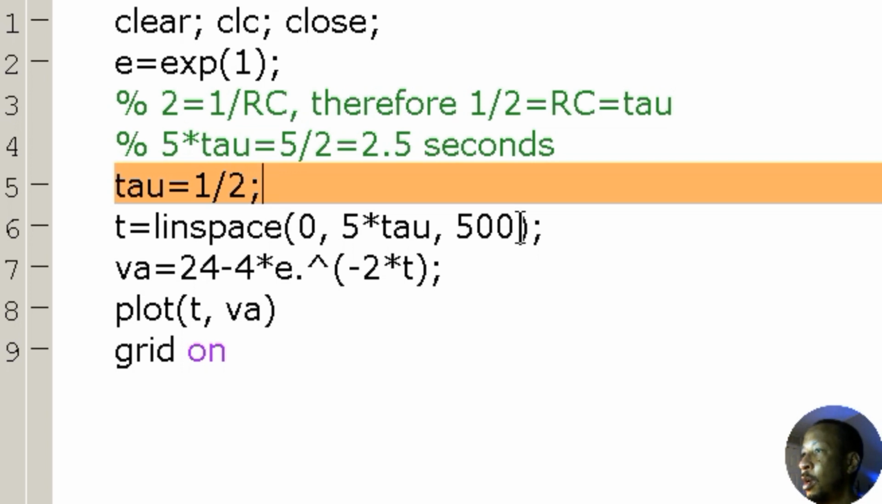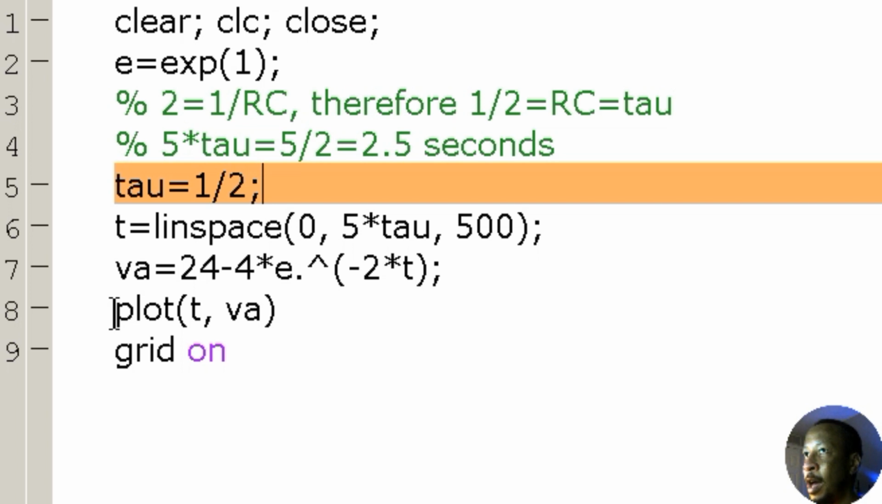If you want more precision in your verification check here, you can use more. I figure it's pretty much totally arbitrary. I think about 500 points of data should be pretty good. Okay, but you can use what you want. Next, VA, according to our equation, was what? 24 minus 4 times e to the negative 2 times t. I'm going to use that there.